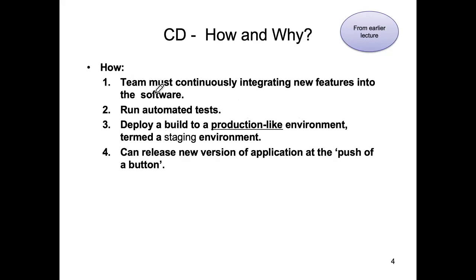So what am I saying here? How and why do we need CD? Again, this is kind of stuff that we've gone through before. Number one is fine. Number two, we want to run automated tests. Well, that's fine. We know how to do that. And number three, we want to deploy a build to a production-like environment. Our production-like environment is our staging environment, which I've been talking about. And then we can release new versions of the application at the push of a button to our production environment, but it's not automatic.